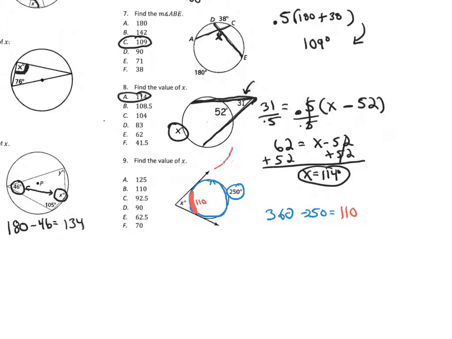And now it's kind of like this problem we did up here, right above, but this time we are looking for x. So we're going to do x equals 0.5 parenthesis 250 minus 110. You just plug it in your calculator exactly like that. Take a second and do that. Your answer for this one, when you plug it in, is 70 degrees, which is F.